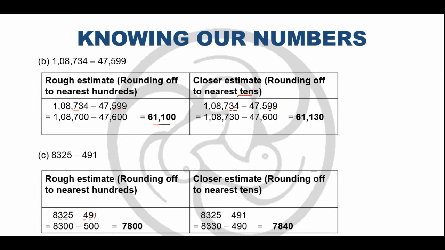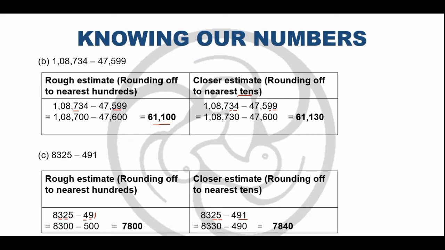So when you subtract these two numbers, you will get the answer as 7,800. So next, the closer estimate. So what is in the 10th position? 2. You have to look at the right side number, that is 5. So it is equal to 5, which means you have to add 1 to the place value of 10. That means you will get 8,330 minus what is in the 10th place value? 9. So you have to look at the right side number, that is 1. It is less than 5. That means you have to write the number as it is.